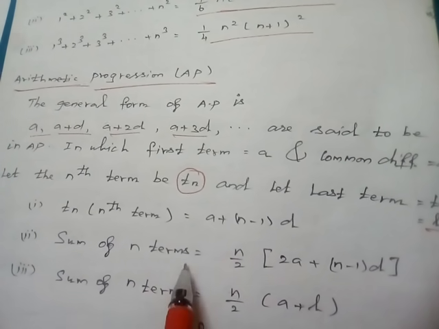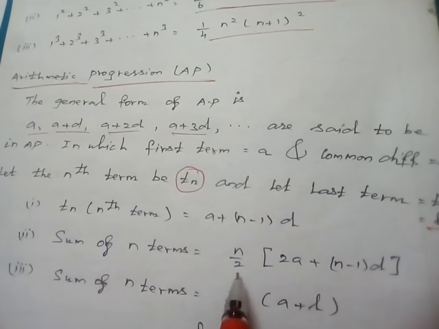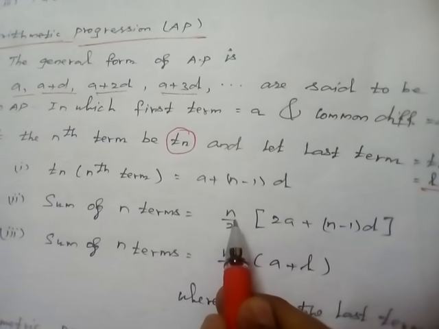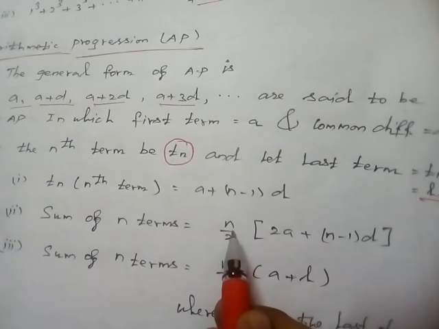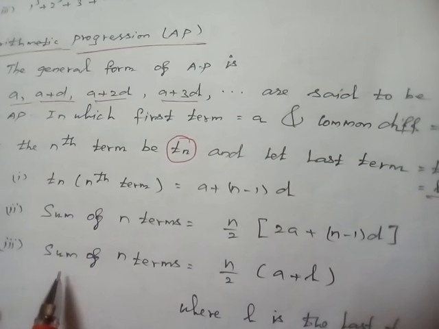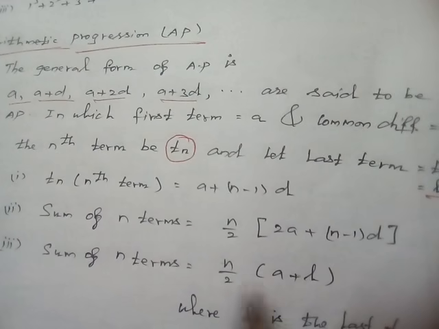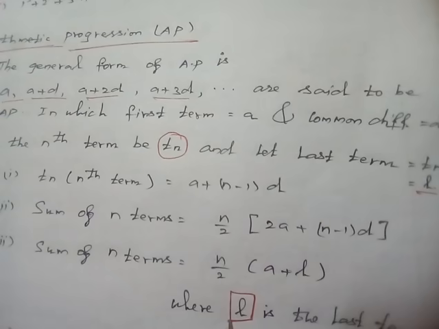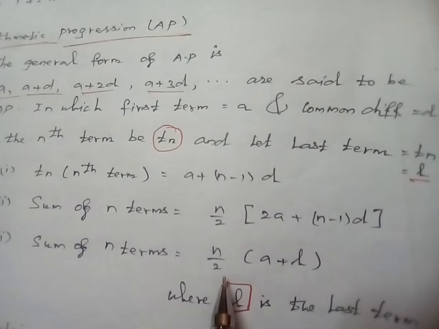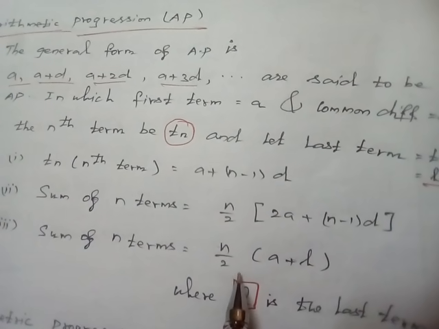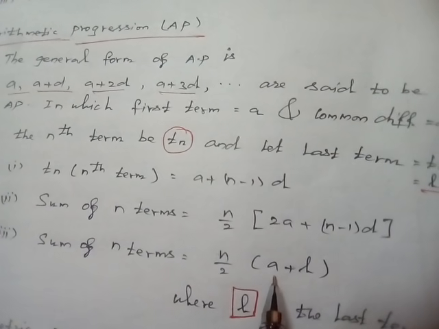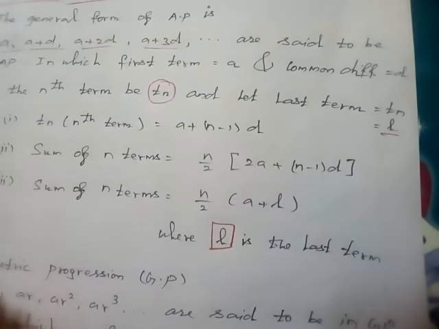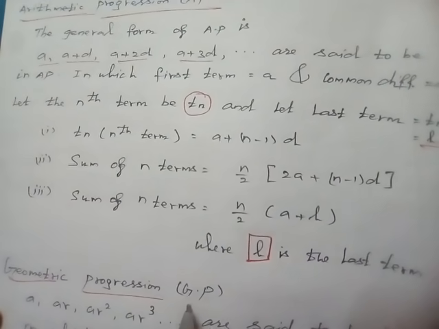The sum of n terms in the arithmetic progression will be n by 2 times 2a plus n minus 1 into d. Here n is the number of terms. Similarly, for the sum of n terms, if the last term is given, we can use this formula: n by 2 of a plus l. In this formula, a is the first term and l is the last term. So these are the important formulas for the arithmetic progression.